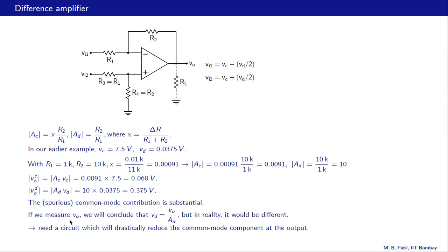And if we measure VO, let's say we get VO as 100 millivolts. What do we conclude? We will conclude that our VD is actually VO by AD or 100 millivolts by 10 or 10 millivolts. In reality, that would not be quite correct because the output also has this contribution from the common mode voltage, and therefore clearly there will be an error which we definitely don't want. So in conclusion, we need a circuit which will drastically reduce the common mode component at the output.